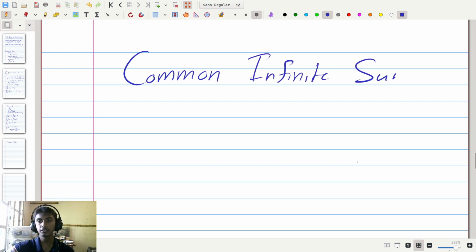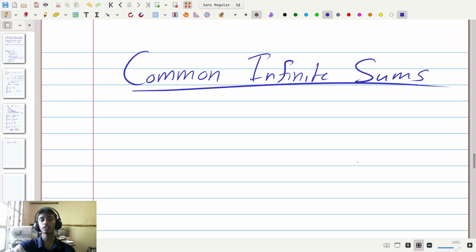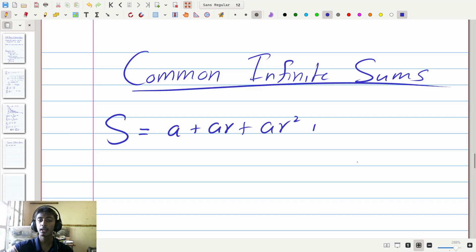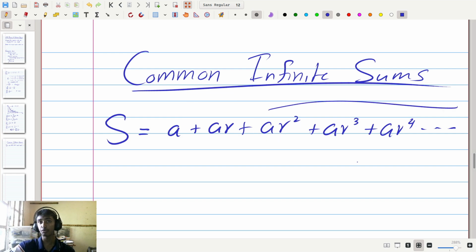For our first common infinite sum, we're going to be discussing infinite geometric sums. So basically sums that are of the form s equals some first term a plus a times some ratio r plus a times that same ratio r squared plus a times r cubed plus a times r to the fourth, and so on and so forth. We can see that there's a common ratio in between the terms of r. The first term, the second term is r times the first term, the third term is r times the second term, and so on and so forth.